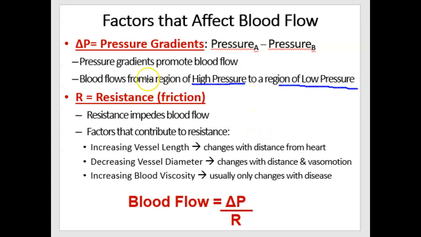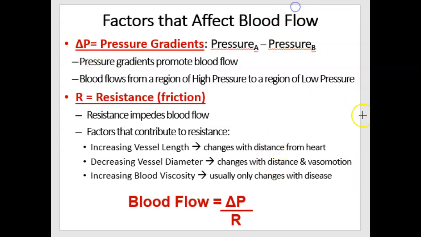We call this a pressure gradient. So pressure at site A versus pressure at site B. And if you're going from A to B, B should be lower. So what you need to remember is that blood flow occurs due to a pressure gradient. Blood flows from a region of high to low pressure. And this delta sign that's next to the P for pressure, delta means change in, so change in pressure. So for short, that's a pressure gradient.